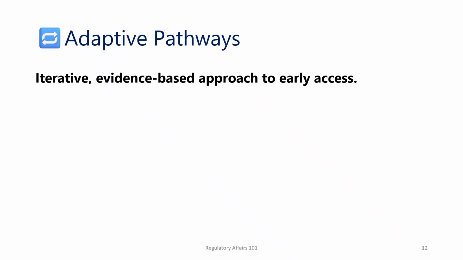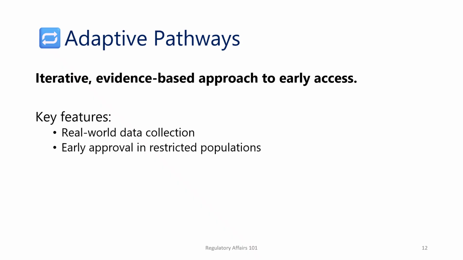Adaptive pathways support early and progressive patient access. They rely on iterative evidence generation, including real-world data, and may begin with restricted populations before expanding indications as more data become available.